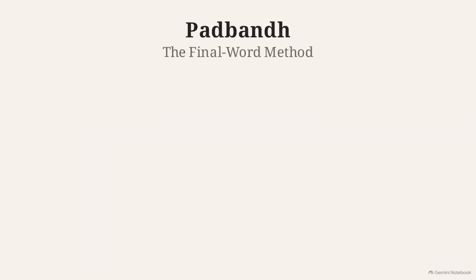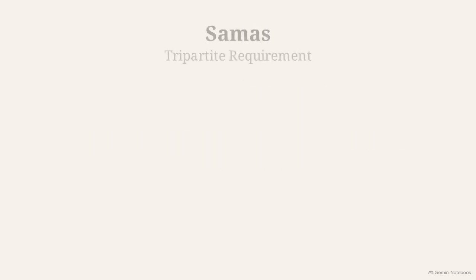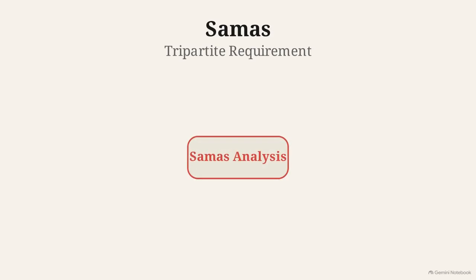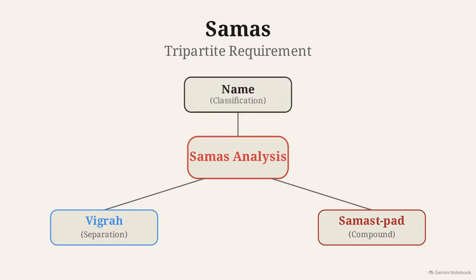For podbund, or clauses, use the final word method. Identify the final word of the underlined phrase to determine the clause's classification. Compound words, or samas, require three mandatory components: the separation, the vigra, the compound itself, and the specific classification name.